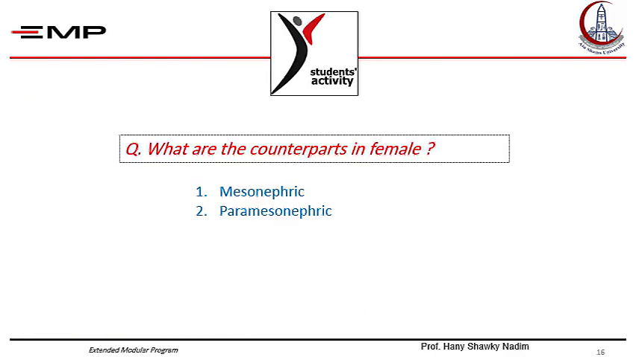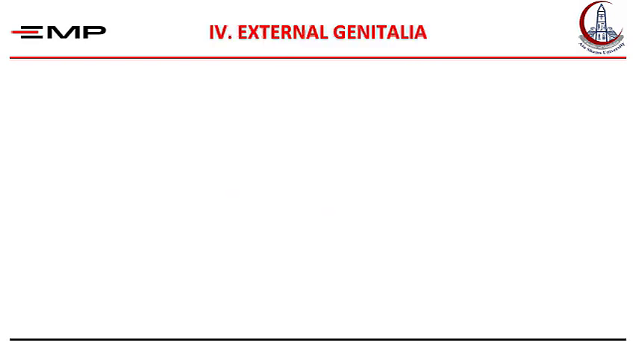Now, what are the counterparts in the female of the mesonephric and paramesonephric system? The mesonephric gives rudimentary structures: epoophoron, paroophoron, Gartner duct. Paramesonephric will form the female genital duct, the fallopian tubes, the uterus, and the upper part of the vagina.